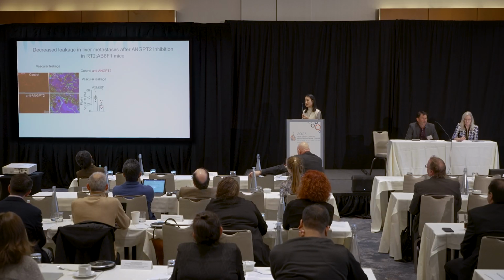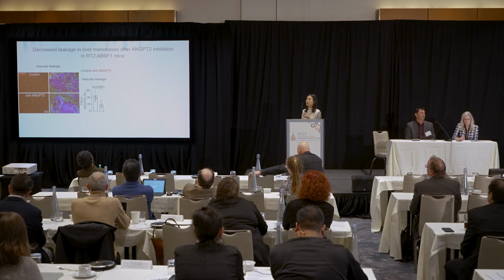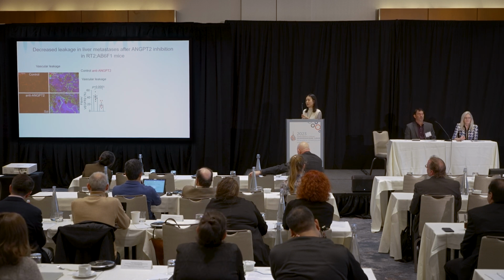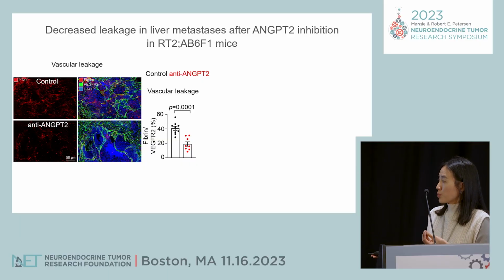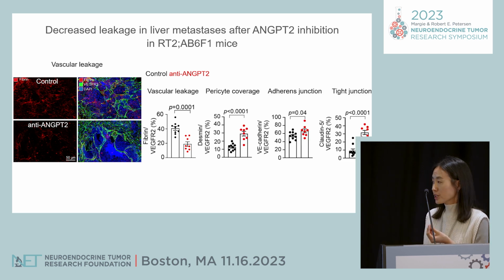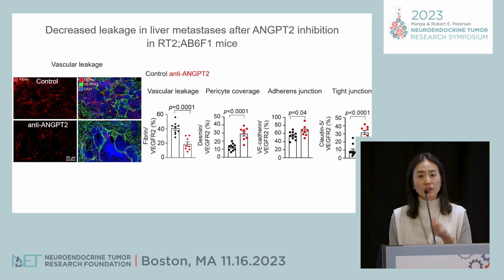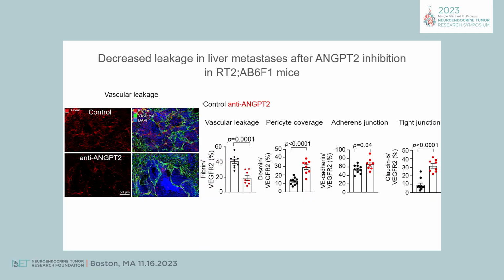To understand the mechanism, we first checked vascular stability, because we know angiopoietin 2 induces vascular destabilization. We wondered whether angiopoietin 2 blockade can normalize and stabilize blood vessels of liver metastasis. We looked at vascular leakage by staining extravasated fibrin, and we found angiopoietin 2 inhibition significantly reduced vascular leakage of liver metastasis. Additionally, we found this inhibition can increase pericyte coverage on endothelial cells, and also improve the endothelial junctions in the liver.